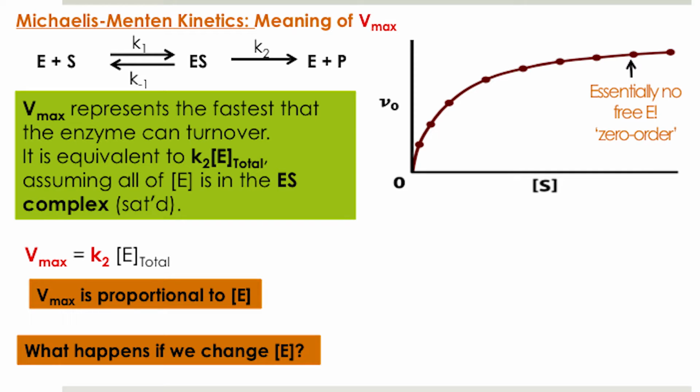This represents the fastest that the enzyme can turn over, and it's equivalent to K2 times the enzyme concentration. Why K2? Talk about that. Why is it K2? Take a minute to talk about that.